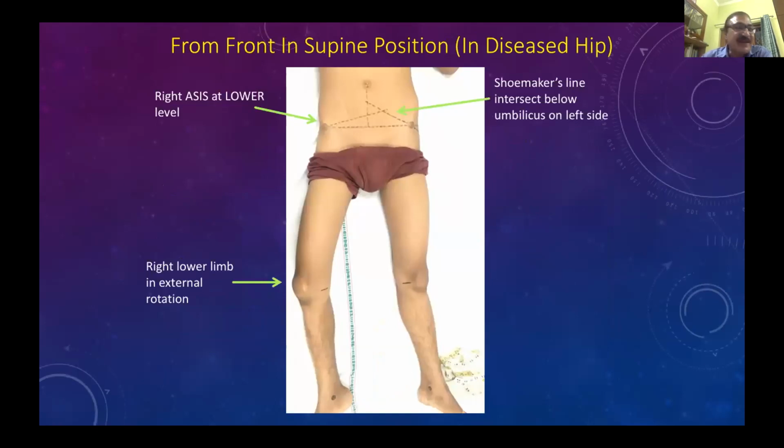Now this was the inspection from the standing position. From that we go to inspection in the supine position. Like in this patient, when the patient is lying down, please make note of the level of the anterior superior iliac spines on both sides. In this patient, the right anterior superior iliac spine is at a lower level, and the right lower limb is in external rotation.